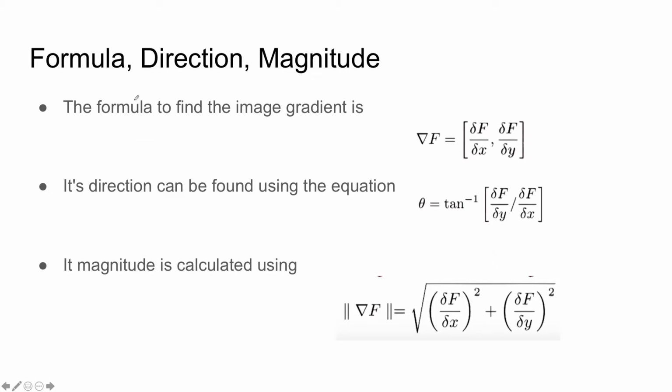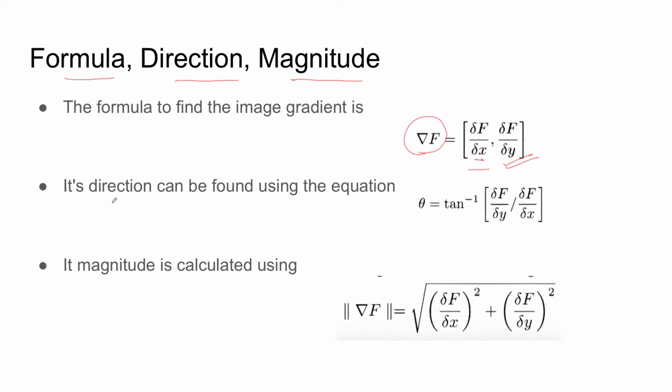Now let's look at the formula, direction and magnitude of it. As I said, it is the change in the x and y direction, so we represent del f, that is a function of f, as a differential of f with respect to x direction and a differential of f with respect to y direction. Very simple, right?